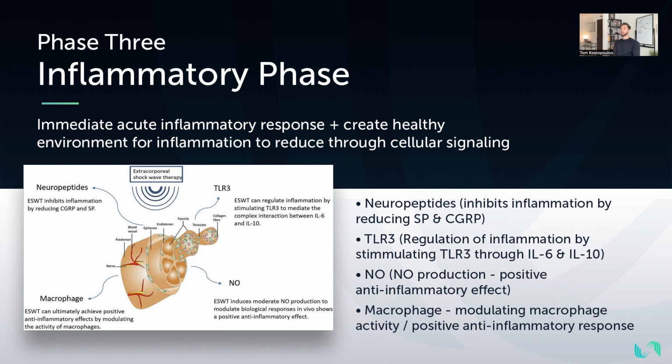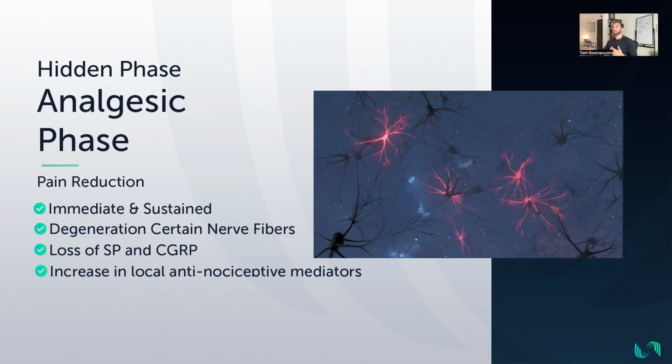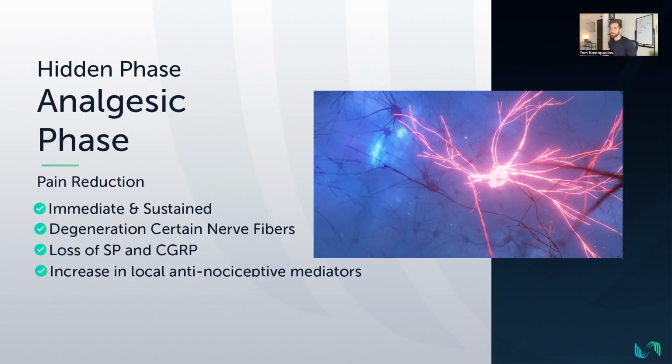And then the fourth is macrophages. By modulating the macrophage activity, which is what we're doing here, this is part of the positive anti-inflammatory response. So we're modulating inflammation. There's a positive acute inflammatory response, but long-term, we're decreasing and creating an environment for chronic inflammation to go away and really creating an environment for us to heal.